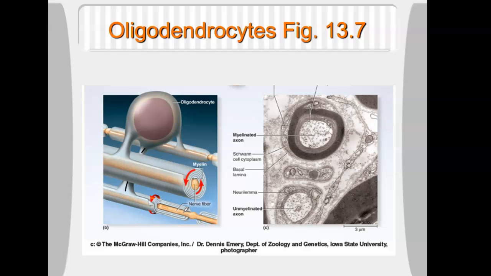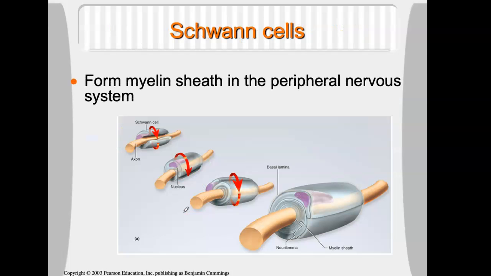Now those oligodendrocytes are very, very similar to Schwann cells. They do exactly the same thing. They jelly roll and wrap around an axon. But the only difference is that these are in the peripheral nervous system. Oligodendrocyte within the central nervous system, Schwann peripheral. Okay.